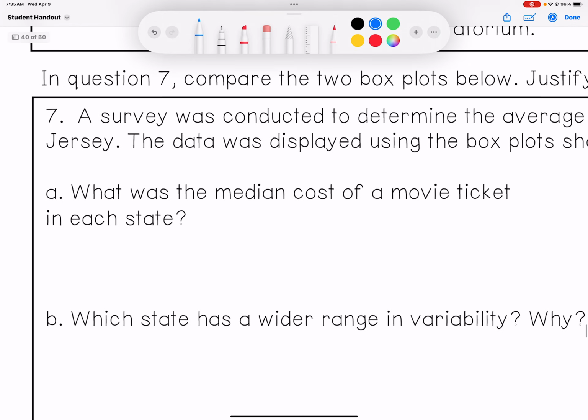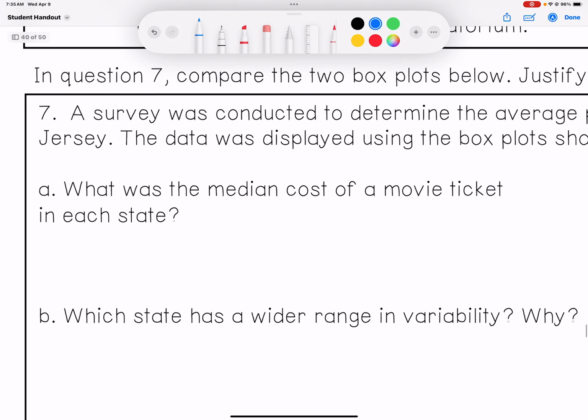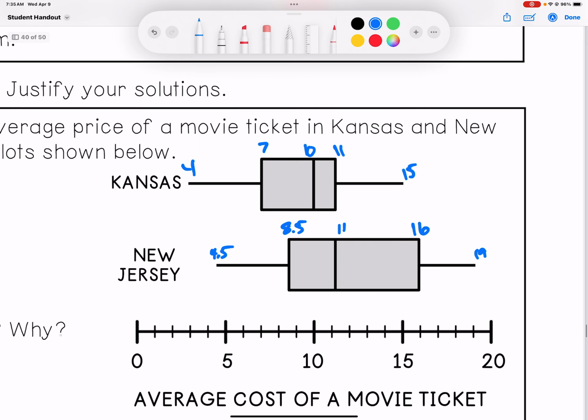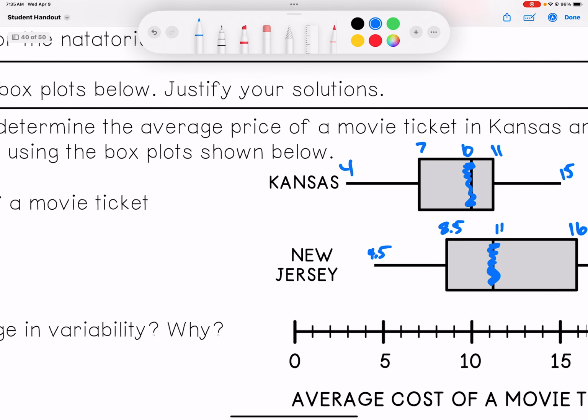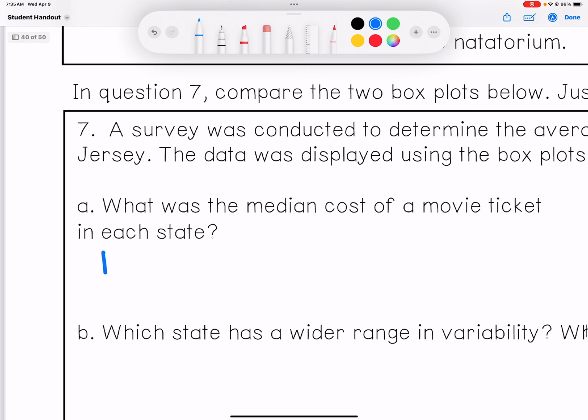What was the median cost of a movie ticket in each state? Median is the middle there. So Kansas was 10, and New Jersey was 11.